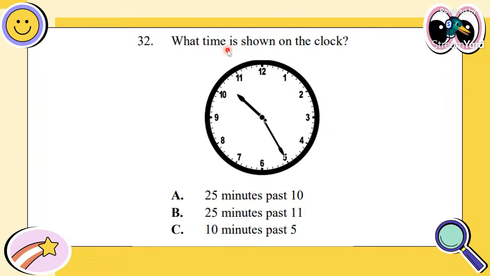What time is shown on the clock? So let's think about this. What time is shown on the clock? In the chat, I want to see 25 minutes past 10, or 25 minutes past 11, or 10 minutes past 5. First, we have to make sure we see the hour hand or we see the minute hand.